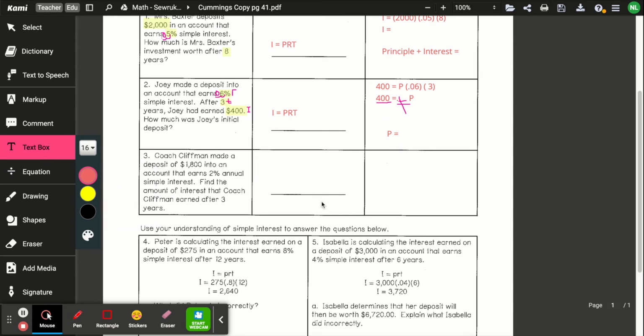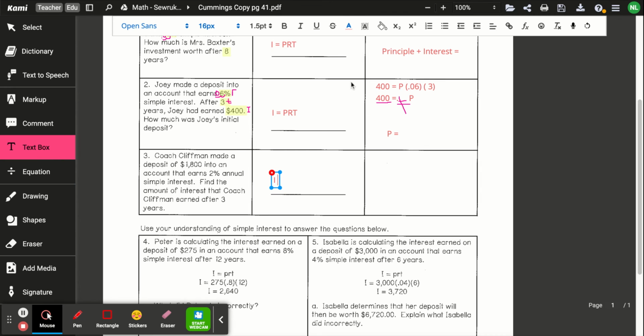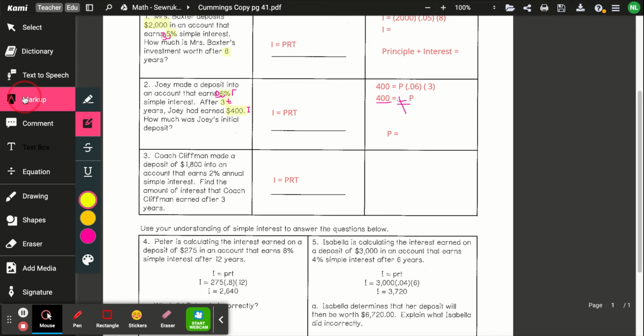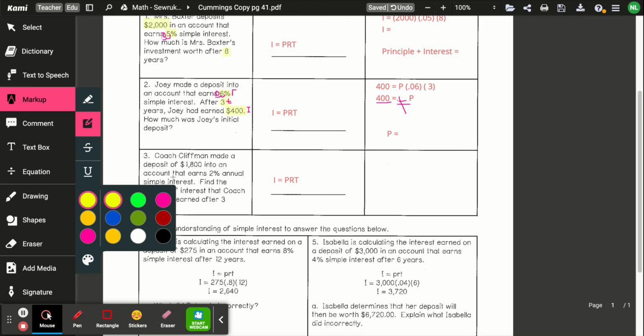So you know that you're going to have to use the formula I equals P times R times T. Once you do that, we're going to come over here. I'm going to highlight the things that are important. So we need to know that his principal, or the P, is $1,800. We also need to know that there's a 2% annual simple interest. And we also know that the time is in years, and it's 3.